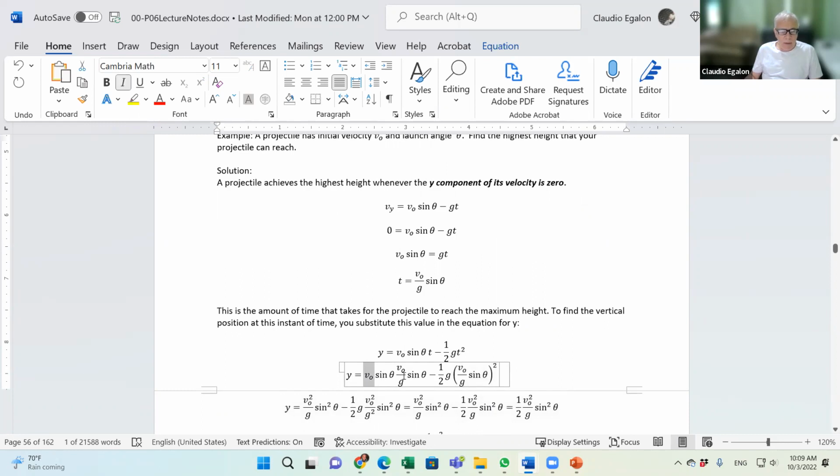Let's see here. V naught is squared, right? V naught combined with another V naught. G sine combined with sine becomes sine squared. Half of G, we have to square this term, V naught squared over G squared, sine of theta squared. What we get, this one doesn't change. This one you can cancel this G with this other G. And then look what we get: V naught squared sine squared theta over G minus V naught squared sine squared theta over 2G. And that's going to be the maximum height.